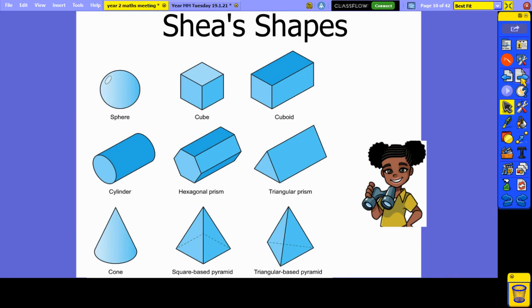Lastly, Shia and her shapes. Today's 3D shapes. Let's just double check we know the names of these. Join in with me. Sphere, cube, cuboid, cylinder, hexagonal prism, triangular prism, cone, square base pyramid, and a triangular base pyramid.